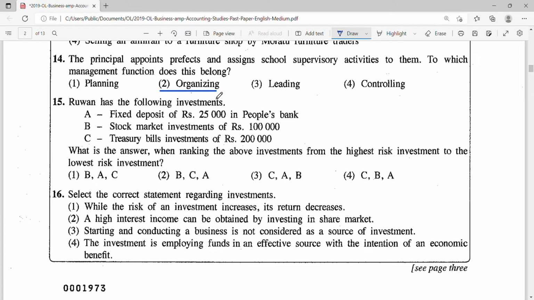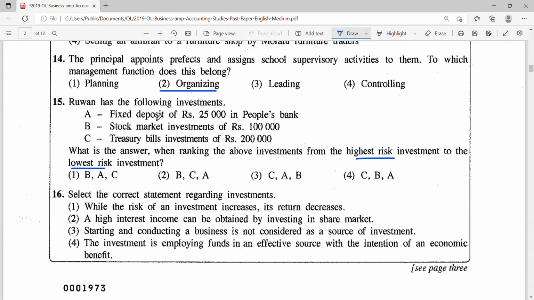Here it is, organizing function. Question 15. Ruwan has the following investments. Fixed deposit of rupees 25,000 in People's Bank, stock market investment of 100,000, treasury bill investment of 200,000. What is the answer when ranking the above investments from the highest risk investment to the lowest risk? You have to start from the highest and then move to the lowest.